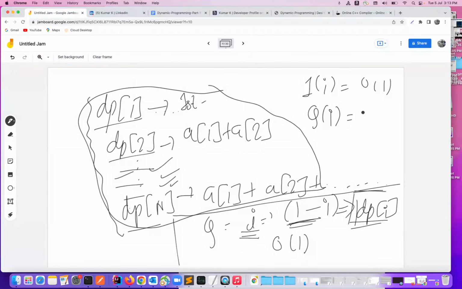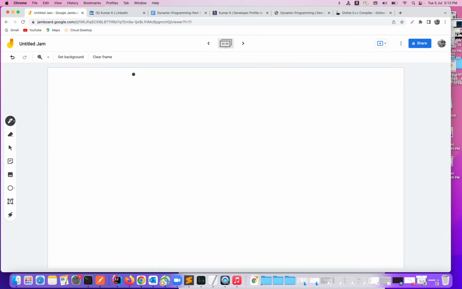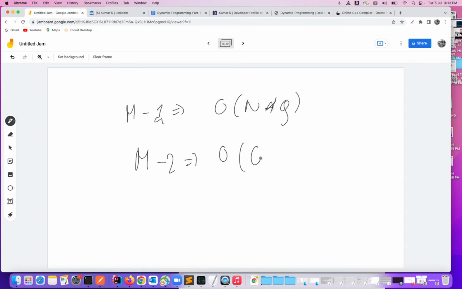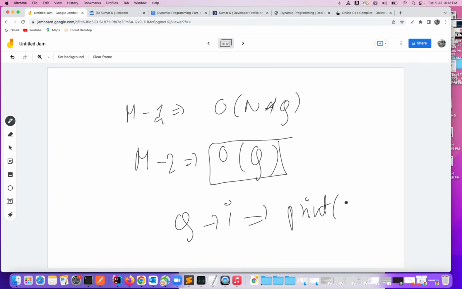So for Q queries, it will just take O of Q time. Let me talk about method one. The method one, where we were running a for loop for each query, was taking O of n into Q time. But now our method 2, which is the DP method, is just taking O of Q time, guys. Just O of Q time. For each query, whenever I comes, all you have to do is print DP of I. Got it, guys?